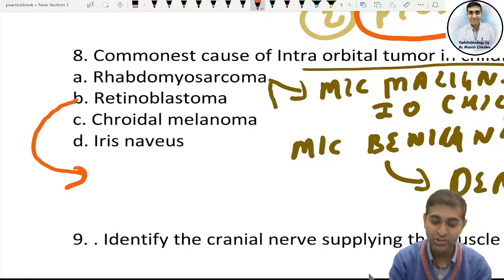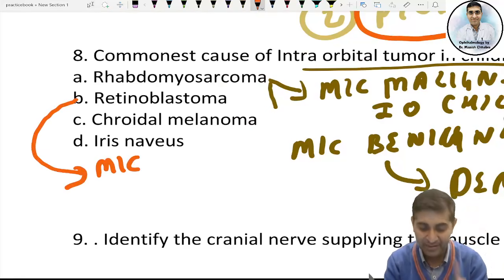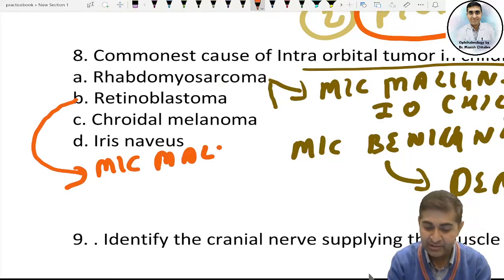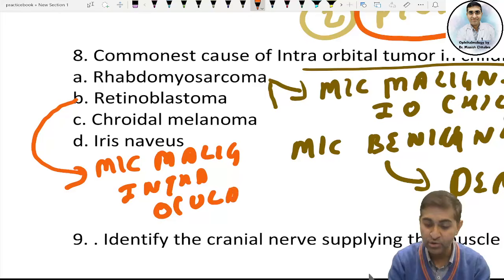Now retinoblastoma is the most common malignant intraocular tumor of childhood. Not orbital, my dear friends. Intraocular tumor of childhood.